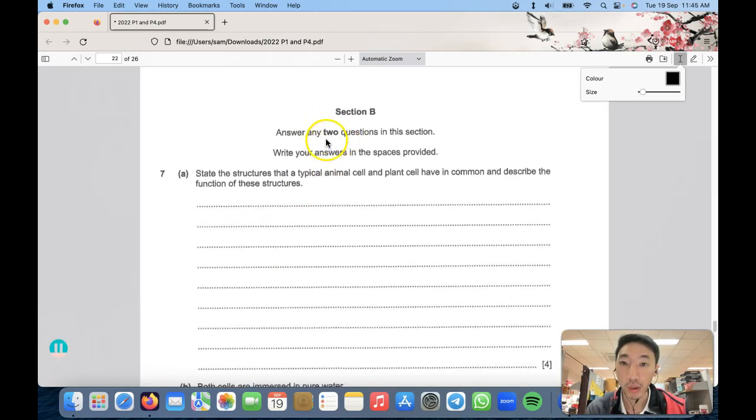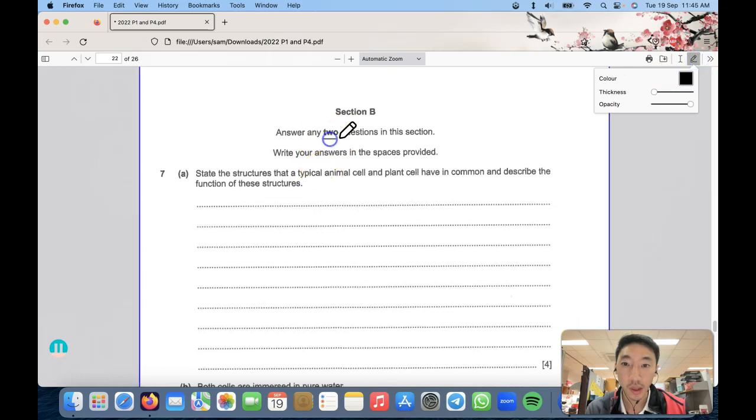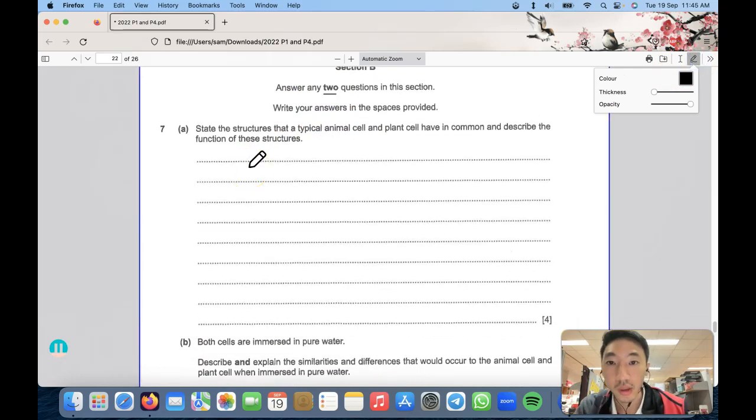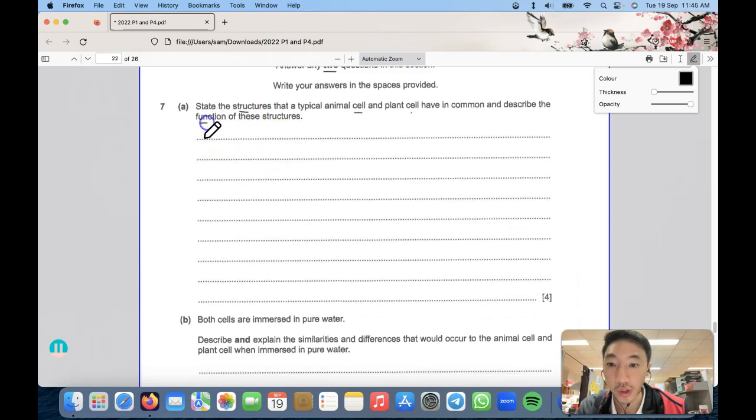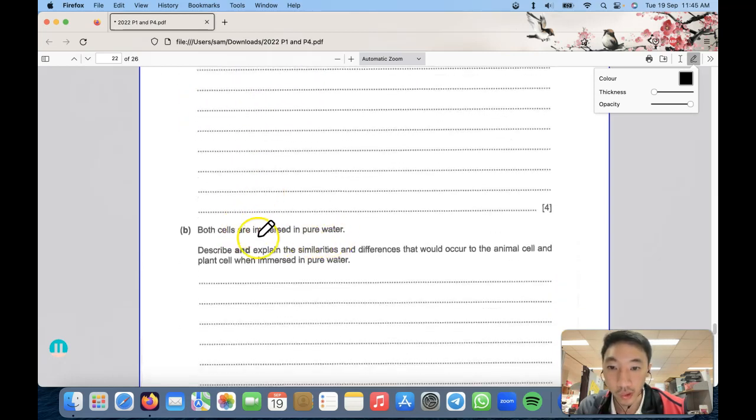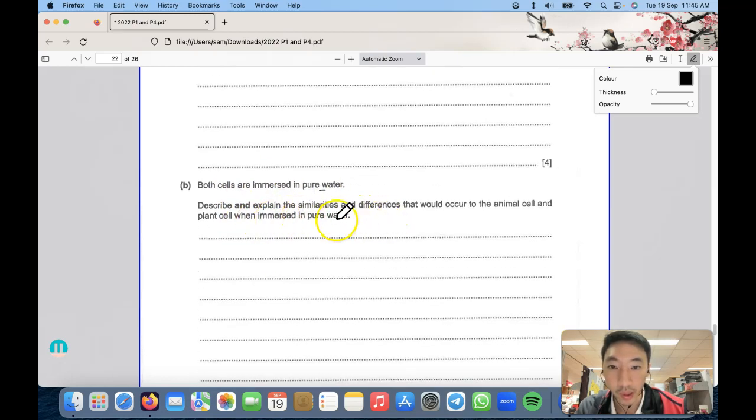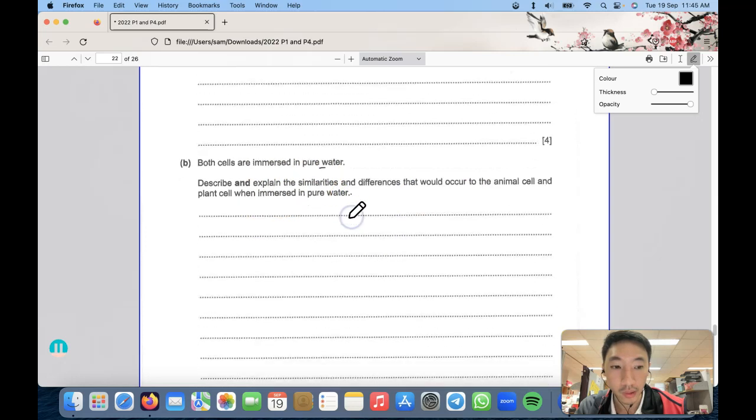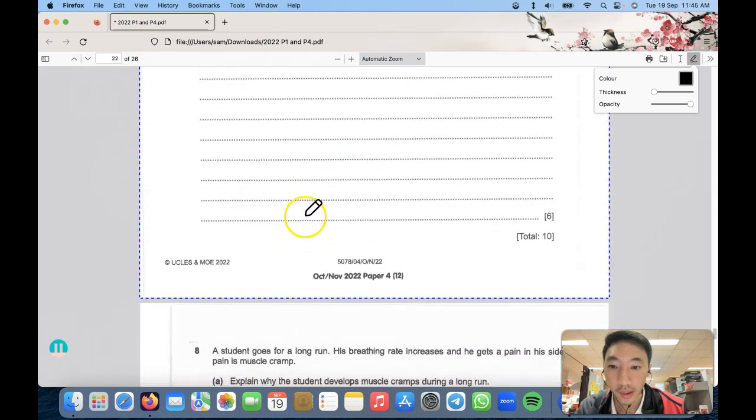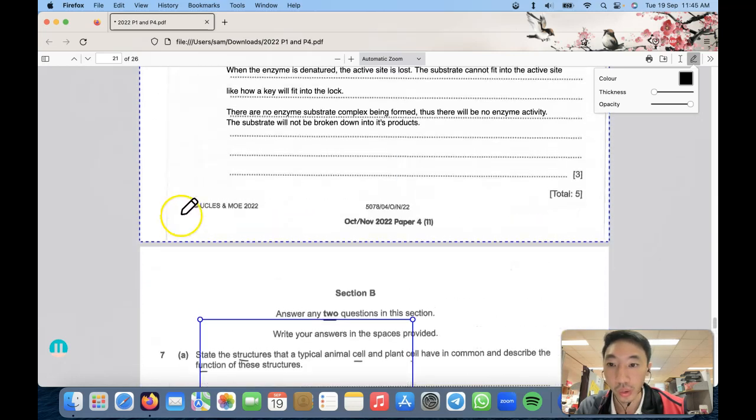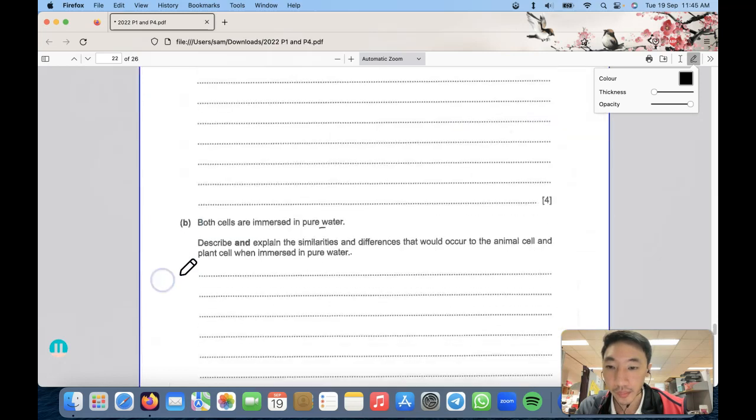So here section B only need to answer 2 questions. I will start by quickly scanning through. Question 7 is about plant cell, animal cell, so it's just structures. That should be quite easy, just our 3 main structures and the function. Then we have osmosis question, because that's pure water. Then we talk about what happens to the cells in the different solutions, so it's osmosis question. Then should be quite easy. I will do section 7.